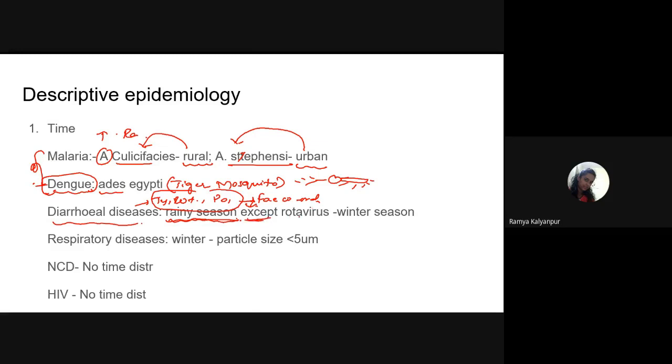Except in diarrheal disease, the exception is what? Rotavirus. And this rotavirus, remember students, in examination they can ask you the most common diarrheal disease in India. So please make a tick that it is rotavirus and it is most commonly seen in which season? Winter season. And the rest of the other diarrheal diseases are most commonly seen in which season? It is common in the rainy season.